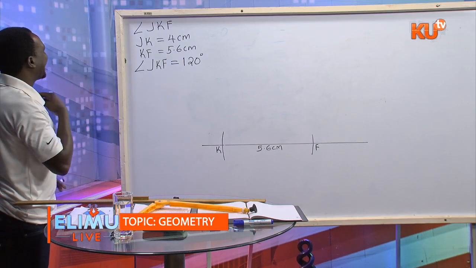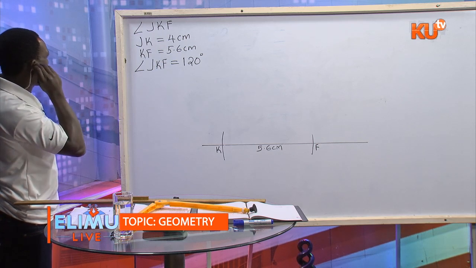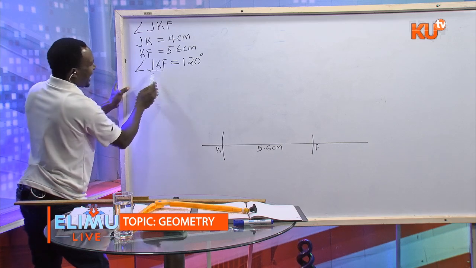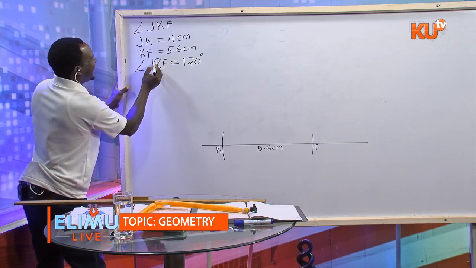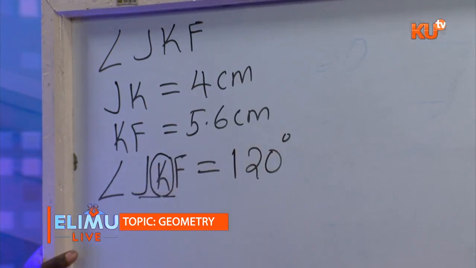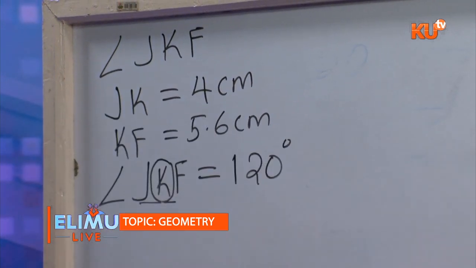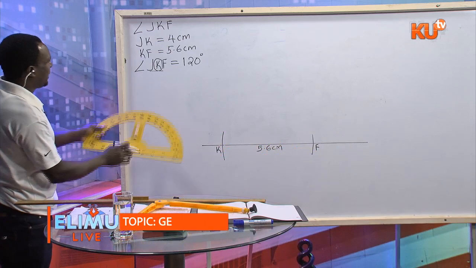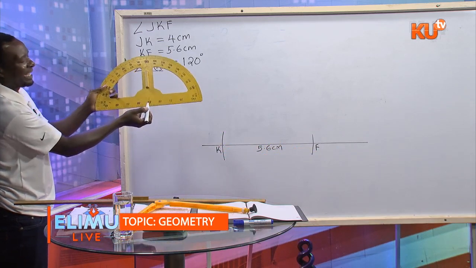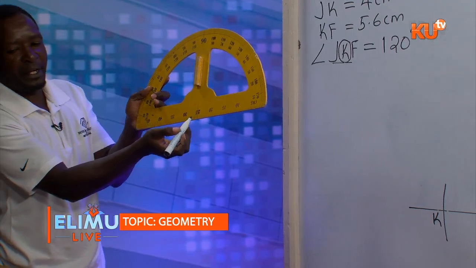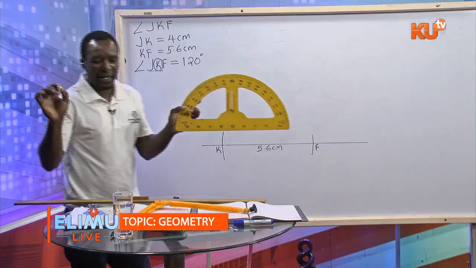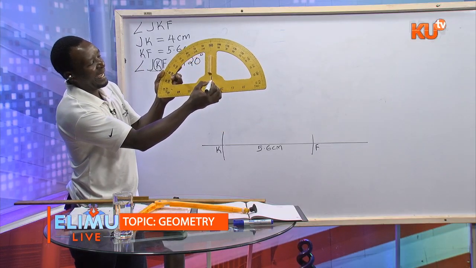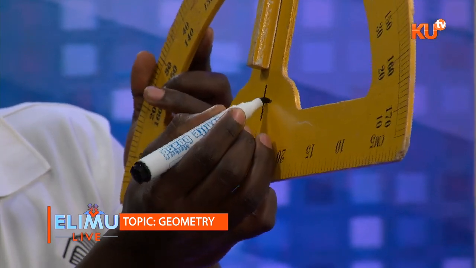After you have done with that, come and look at the angle. They have given you an angle here, which is JKF. We usually look at the center one. This is where we place our protractor. Our protractor has the center. And your protractor there at home has somewhere where it is like a cross.